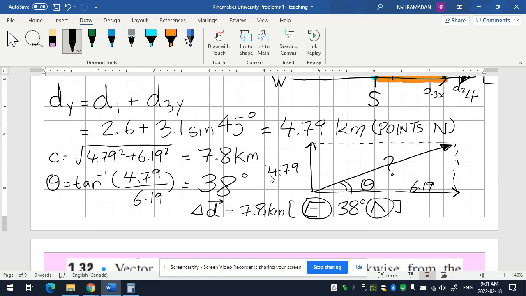East, north. Okay. And that's how we do, in essence, any vector decomposition problem.